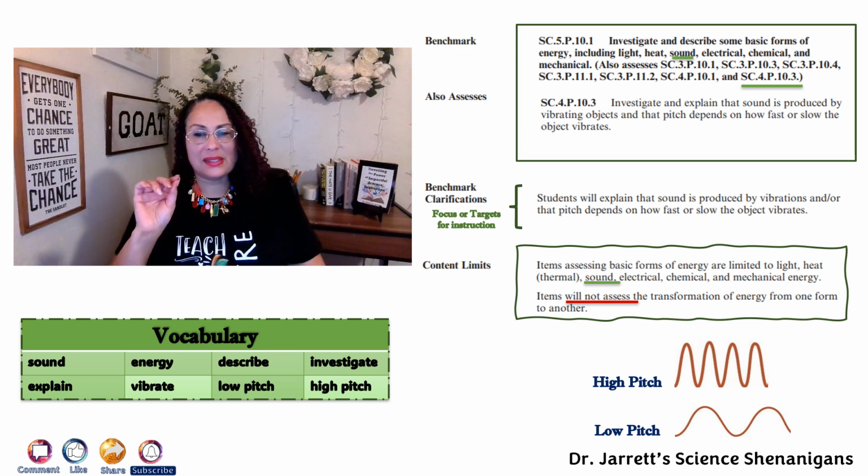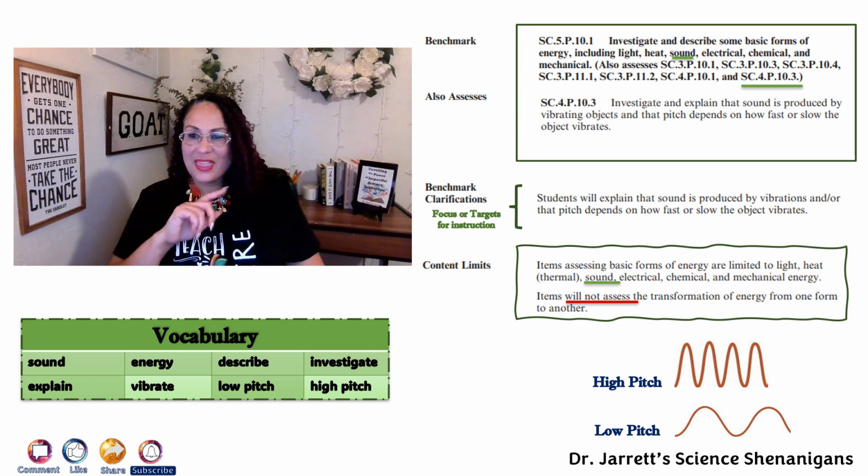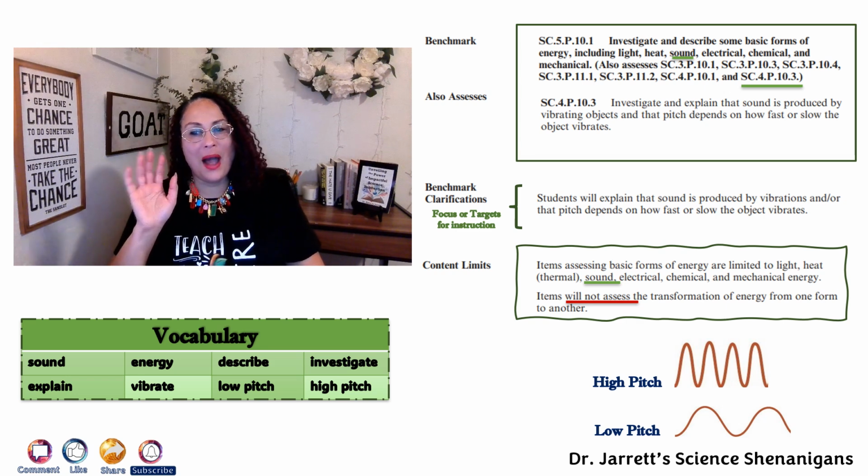Investigate and explain that sound is produced by vibrating objects and that pitch depends on how fast or slow the object vibrates. And I just want to pick out one word right quick, which is pitch. You probably need to address this. Some of our young ladies and our young men play softball and baseball and they pitch the ball. This is not that pitch. And so you might want to make sure that the students understand that before we start this lesson, this pitch is talking about sound and not talking about baseball.